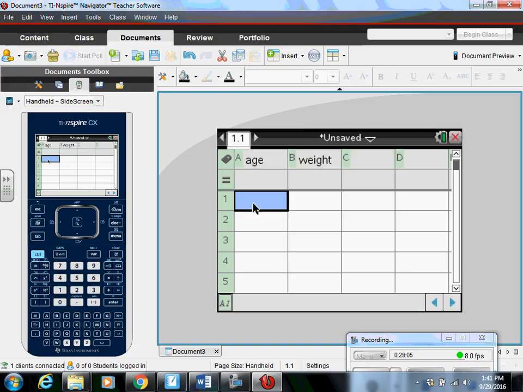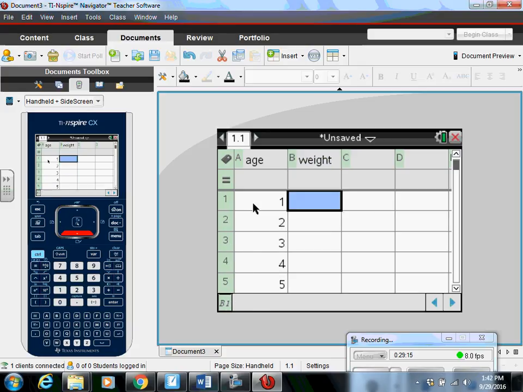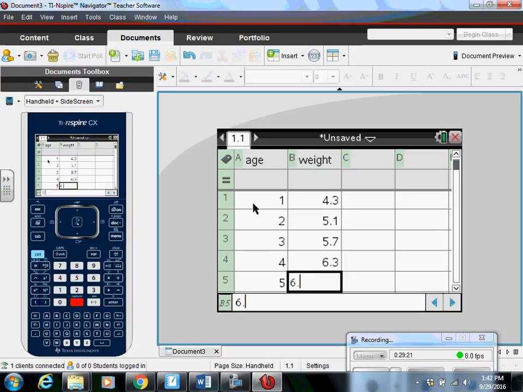And I'm going to put in my months. And then I'm going to come over here and plug in my weights. 4.3, 5.1, 5.7. So it's super exciting recording right now as I'm sitting here plugging in points. Ooh, there's a lot of 7.2s.